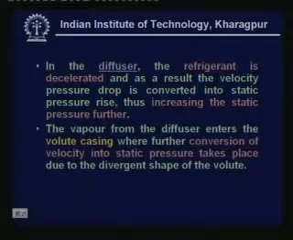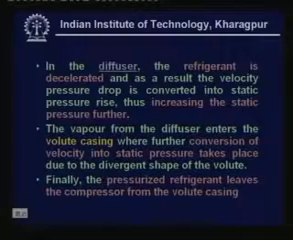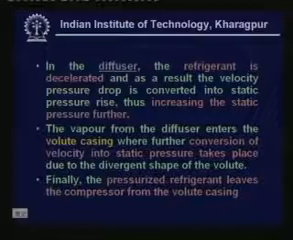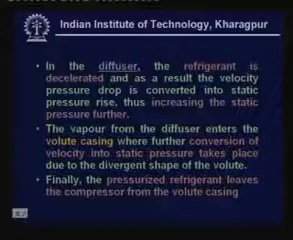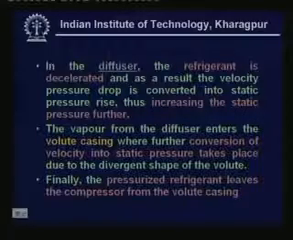The vapor from the diffuser enters the volute casing, where further conversion of velocity into static pressure takes place due to the divergent shape of the volute. Finally, the pressurized refrigerant leaves the compressor from the volute casing. So this is the working principle of a centrifugal compressor. This is different from your positive displacement type of compressor, which are unsteady flow devices.